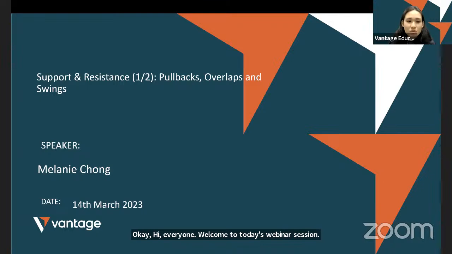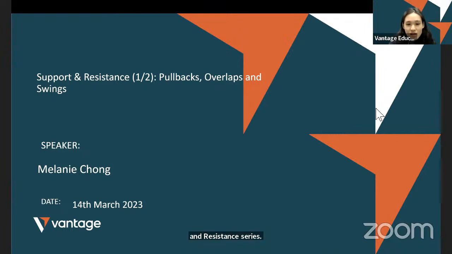As I mentioned earlier, today we're going to be talking about support and resistance levels. We're going to be looking at pullbacks, overlaps, and swing highs as well as swing lows. This will be the first part of our two-part support and resistance series. Throughout the webinar, if you have any questions, feel free to pop them into the chat. Next week, we'll be looking at part 2 of our support and resistance series. I'm Melanie, and let's just get started.